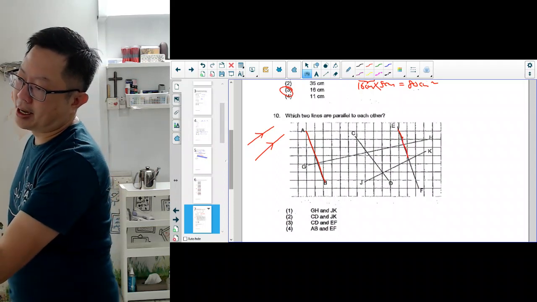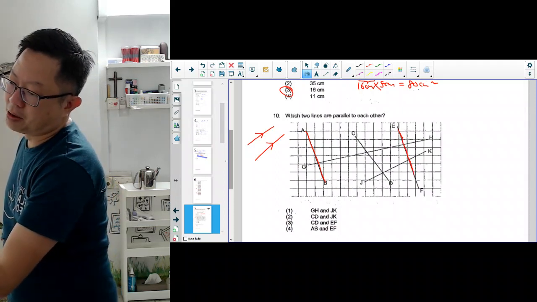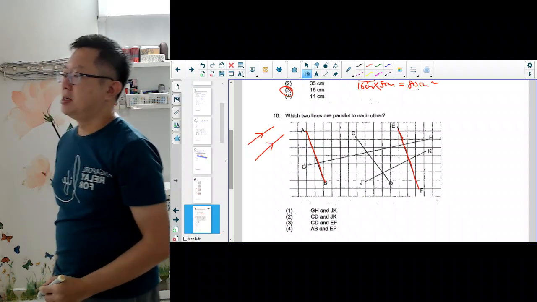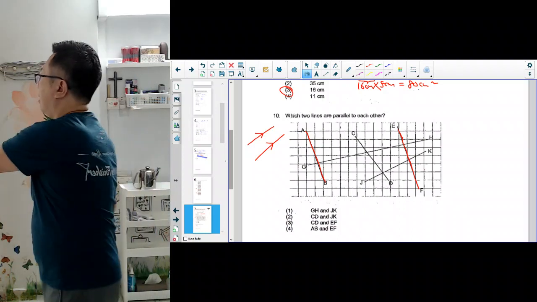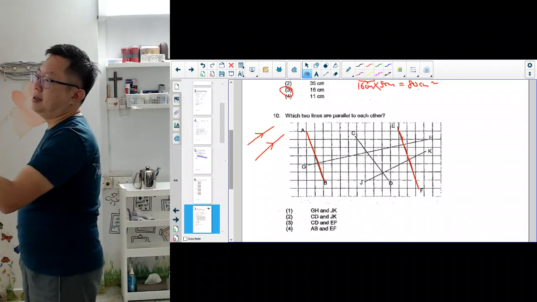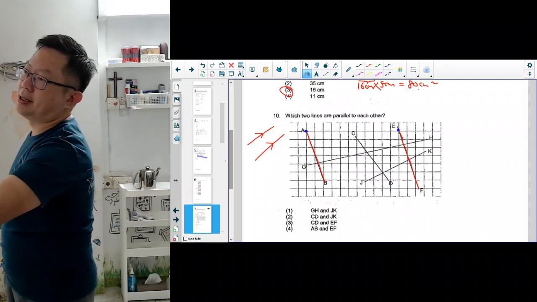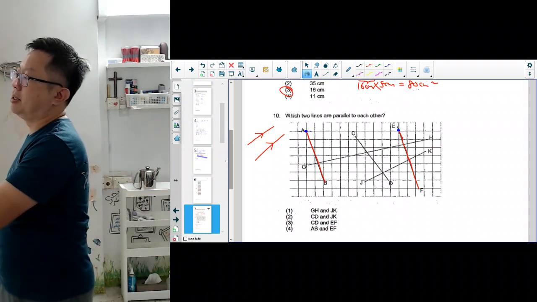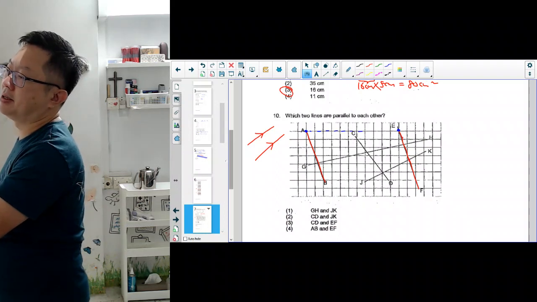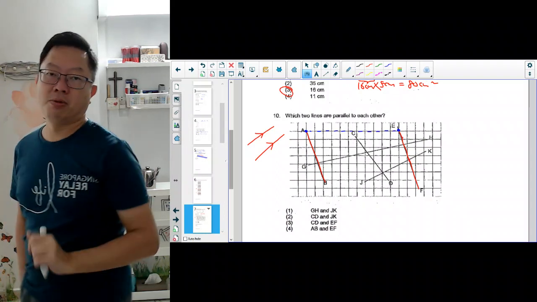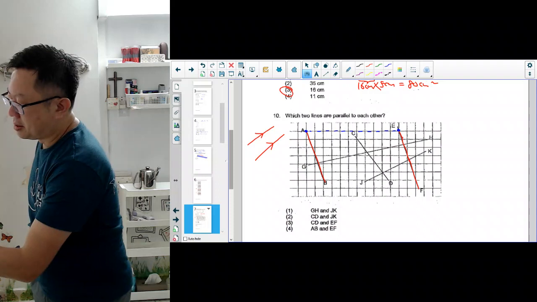So look at this red color line, and you check the distance between them. So how do you check the distance between them? I'm going to use a blue color, and I'm going to put dots at the end of the line, and you count the squares. 1, 2, 3, 4, 5, 6, 7, 8, 9, 10, 11. 11 squares apart. Then I'm going to put a dot here, right?